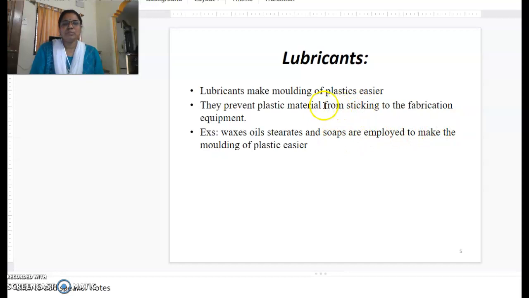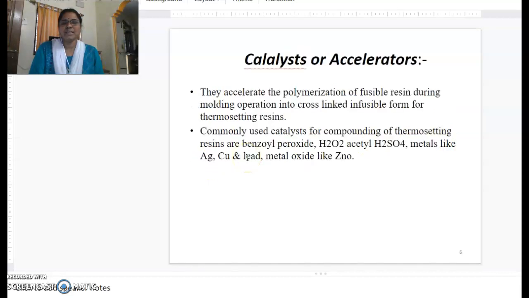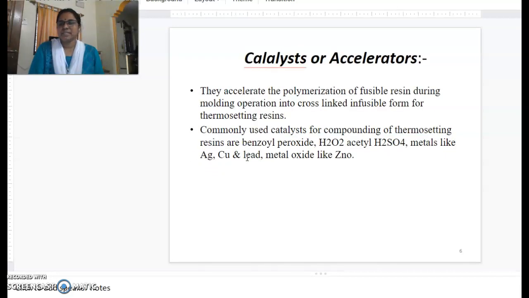The next one is lubricants. From the name itself, lubricant means it makes the molding of plastic easier. Not only that, they prevent the plastic material from sticking to the fabrication equipment. Examples are waxes, oils, stearates and soaps, which are employed to make the molding of plastic easier. Right?